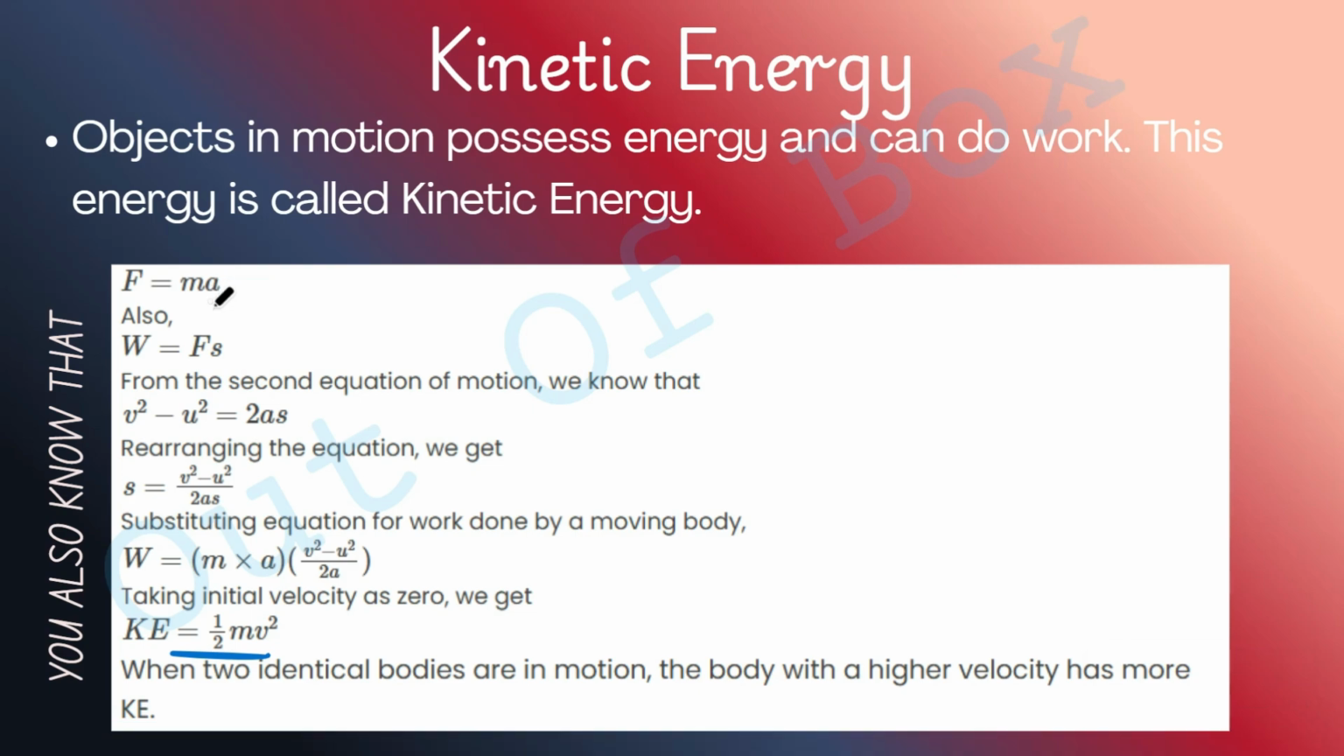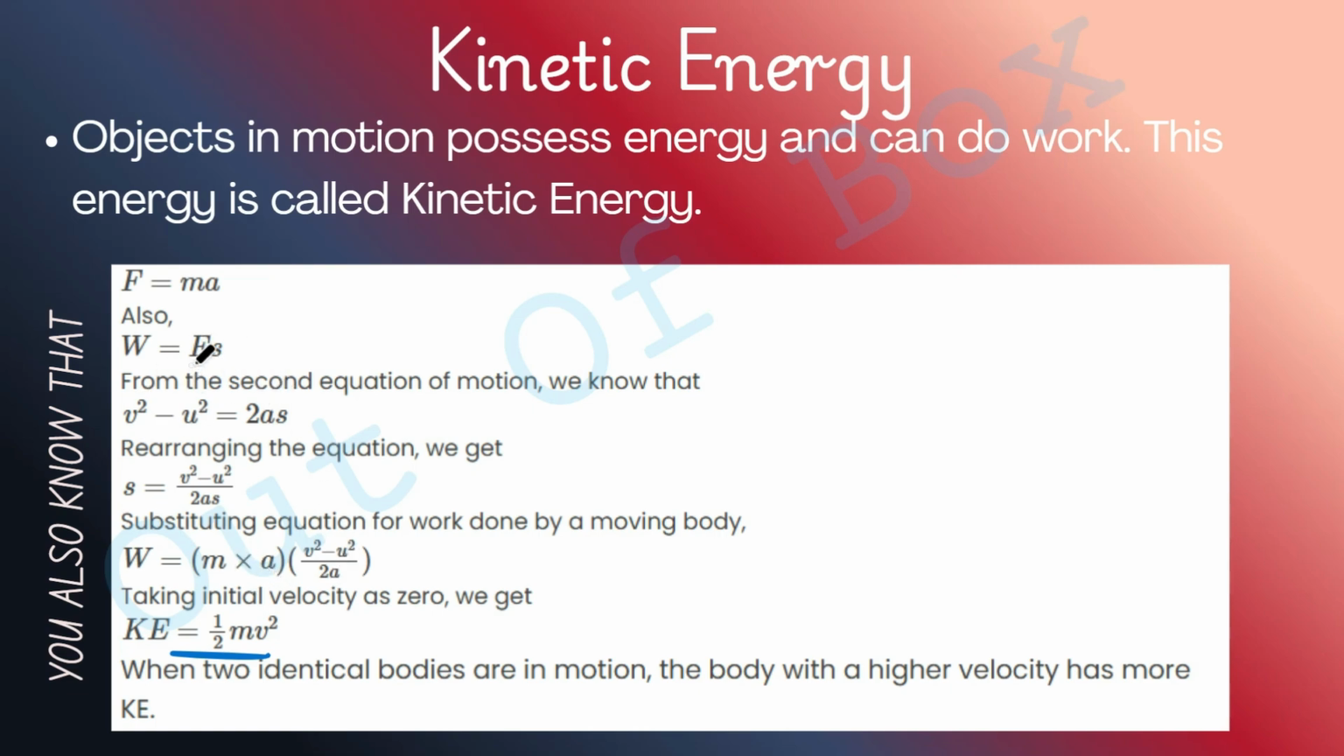So we know F equals ma, meaning mass into acceleration, and we also know work equals force into displacement. Don't worry about the cos theta, it is out of scope. From the third equation of motion we know that v square minus u square equals 2as. Rearranging the equation, we get s equals v square minus u square by 2a, and work equals F into s.